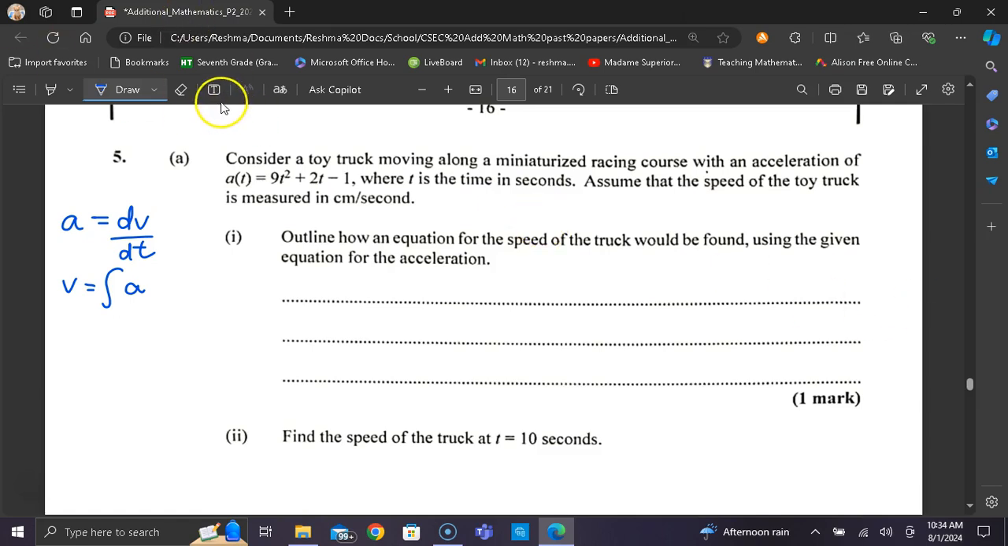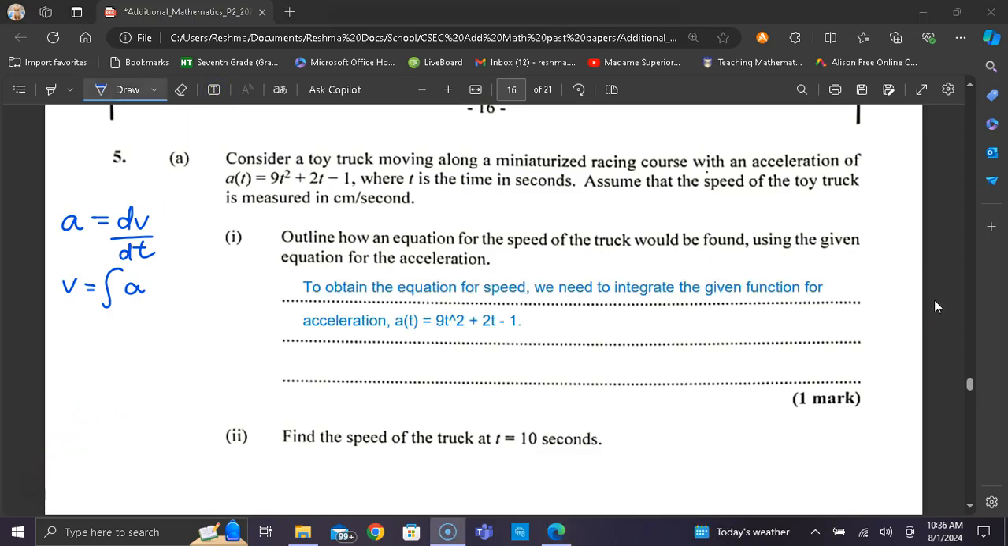So to explain this in words, to obtain the equation for speed, we need to integrate the given function for acceleration. So therefore, we say that v is equal to the integral of acceleration with respect to time. So it's the integral of 9t squared plus 2t minus 1 with respect to t. Right, and that should be sufficient for that 1 mark.